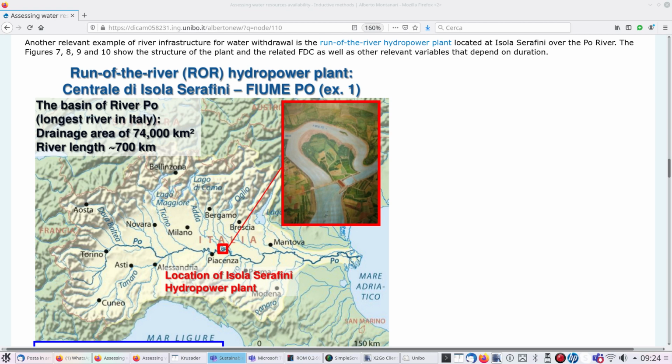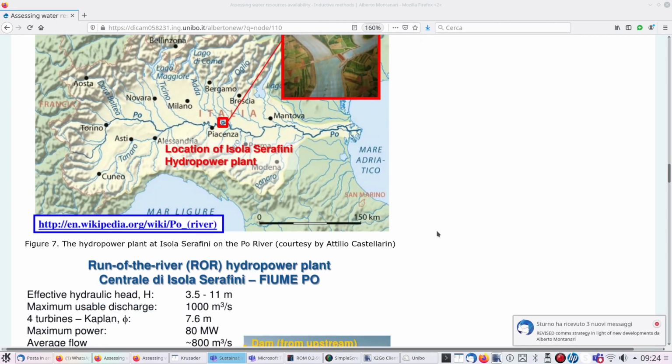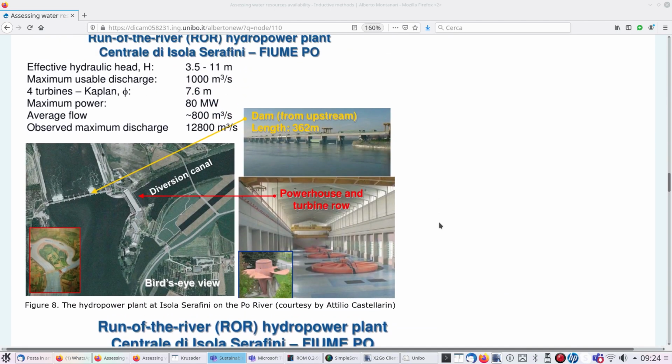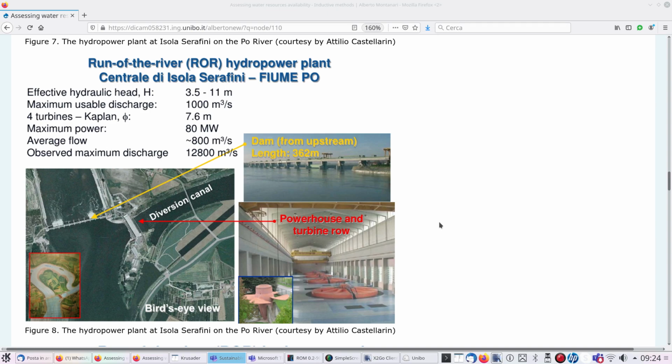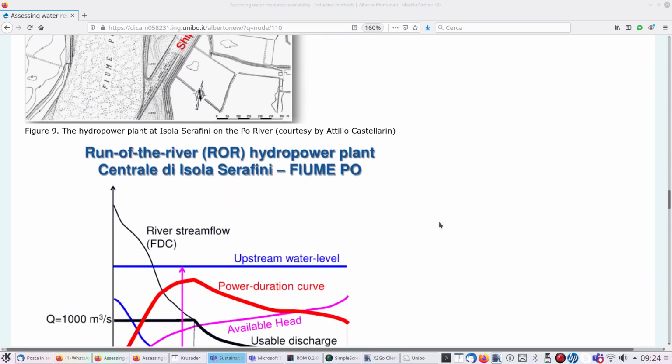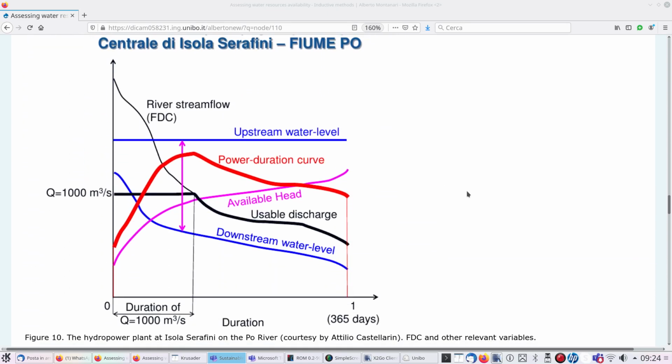Of course, they would like to maximize the flow along the cut channel, but on the other hand, they have to keep a minimum flow on the meander in order to preserve the local environment and the ecosystem of the river. What is interesting to see is the flow duration curve. Here you can see some pictures and some technical details of the hydropower plant. But what is interesting to see, as I said, is the flow duration curve.